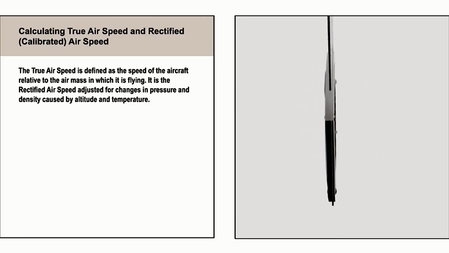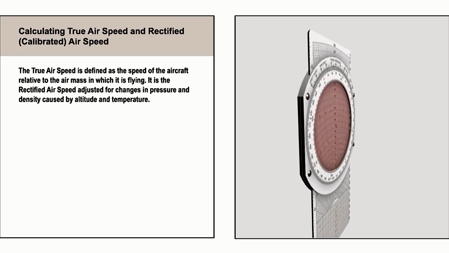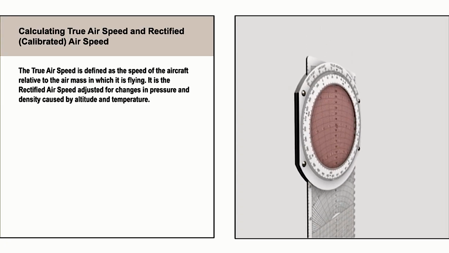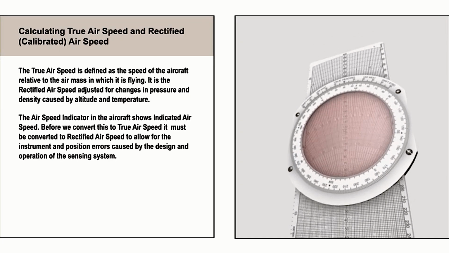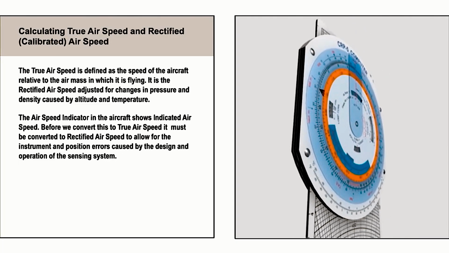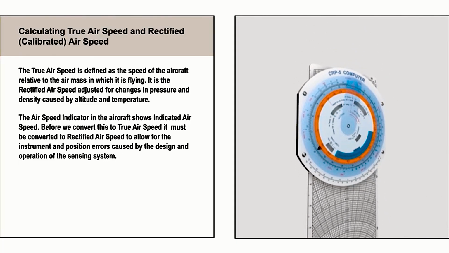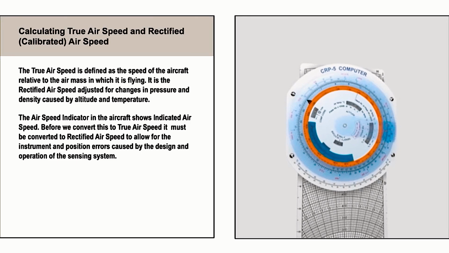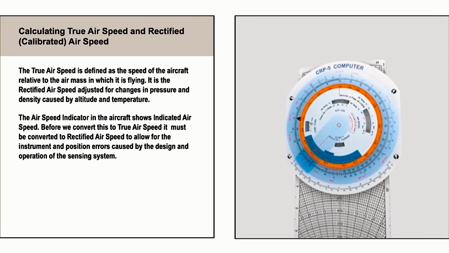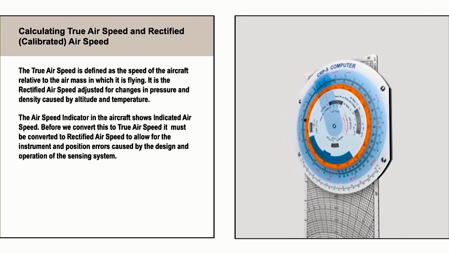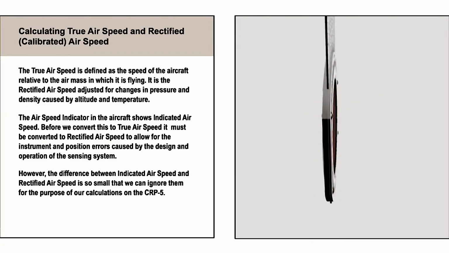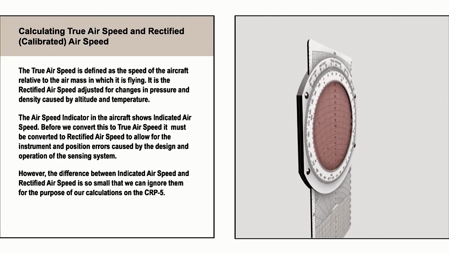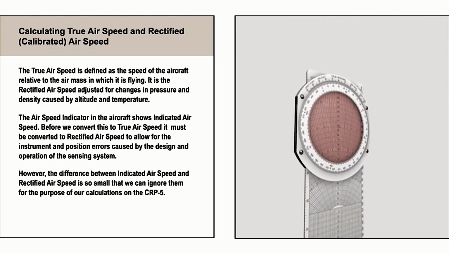The true airspeed is defined as the speed of the aircraft relative to the air mass in which it is. It is the rectified airspeed adjusted for changes in pressure and density caused by altitude and temperature. The airspeed indicator in the aircraft shows indicated airspeed. Before we convert this to true airspeed, it must be converted to rectified airspeed to allow for the instrument and position errors caused by the design and operation of the sensing system. However, the difference between indicated airspeed and rectified airspeed is so small that we can ignore them for the purpose of our calculations on the CRP-5.